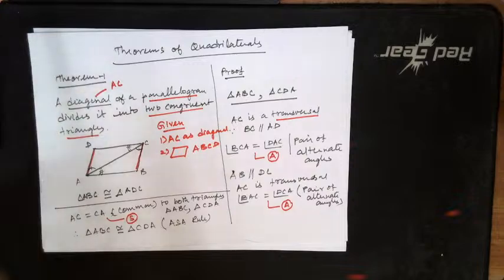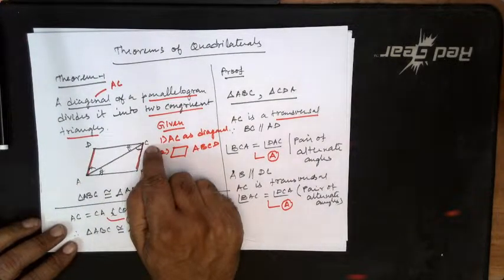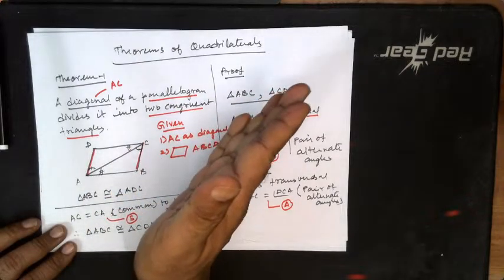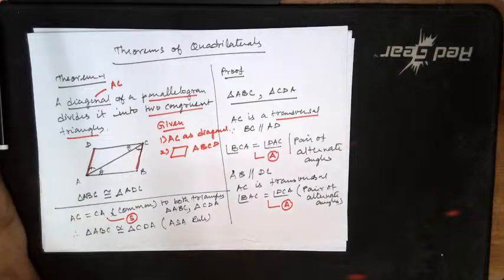So how to remember this theorem? A diagonal of a parallelogram divides it into two equal triangles, that is congruent triangles. Okay, don't forget this. Now let us move to the next theorem.